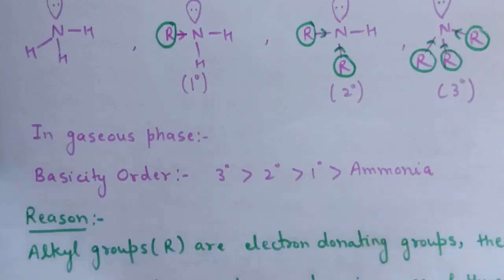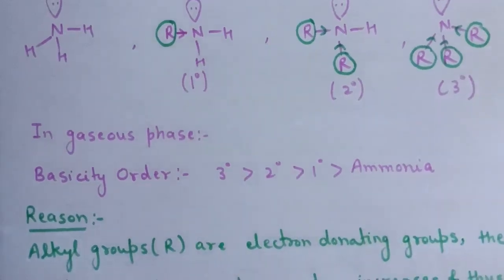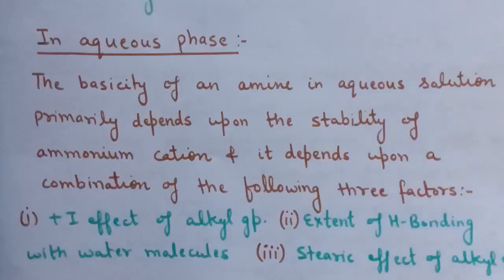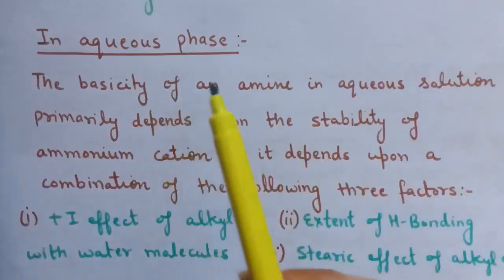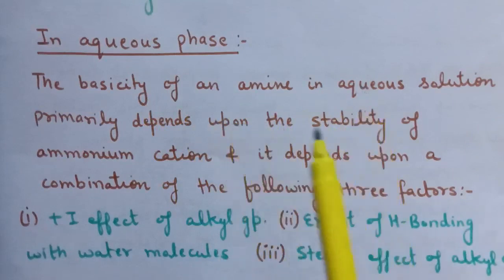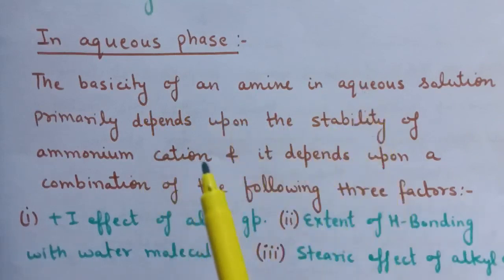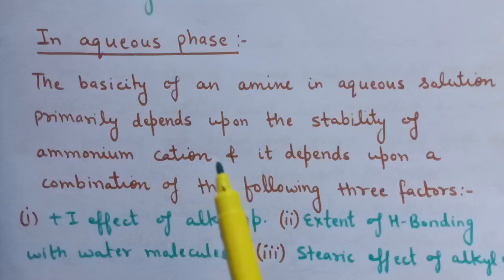But if we compare the basicity in aqueous solution, in aqueous solution the basicity of an amine depends upon the stability of ammonium cation, and the stability of ammonium cation in aqueous phase depends upon the combination of following three factors. First is plus I effect of alkyl groups, second is extent of hydrogen bonding with water molecules, and third is steric effect of alkyl groups. So in aqueous phase, these three factors decide the basicity of an amine.